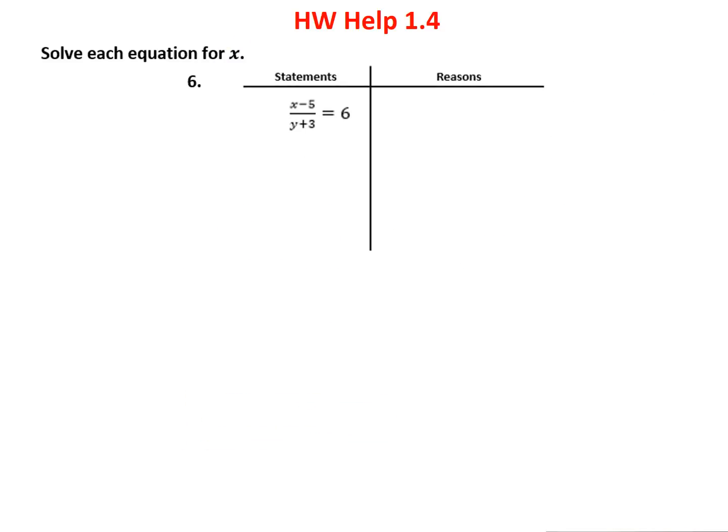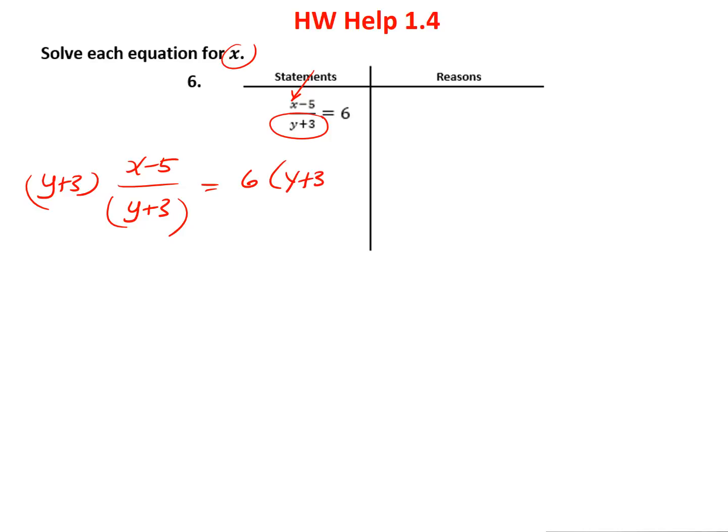All right, we're solving again for x. Notice there's my x. So once again, just like before, how do we get rid of the denominator? Well, we multiply by the common denominator. So what I'm going to do is multiply by y plus 3. So what I have here is x minus 5 divided by y plus 3, and I'm going to multiply by the quantity y plus 3. I'm going to put parentheses just so you see I'm multiplying by the whole thing. And over here, I have 6 and I have a y plus 3 too.